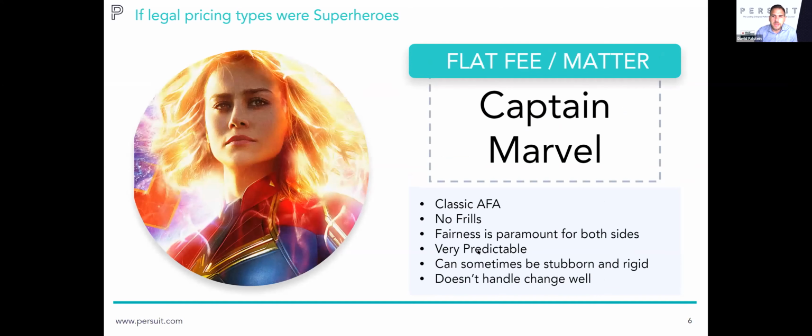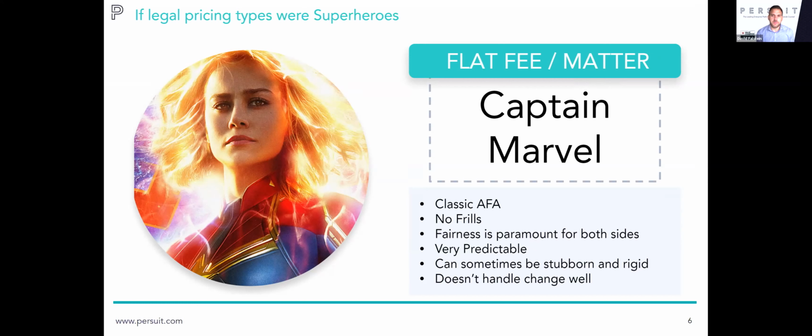The next one is a flat fee per matter. Okay, so flat fee per matter is what most people think of when they think of an AFA. It's just a fixed fee for the whole matter. No frills, no up and down. There's not a lot of negotiation or room for change in scope yet. So the flat fee is super predictable, and most people would apply this to matters where they're pretty confident in the scope of work staying the same.